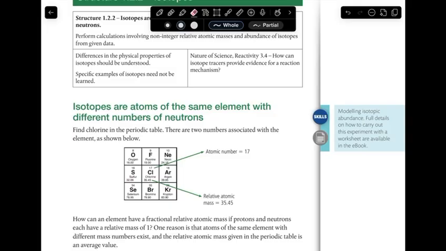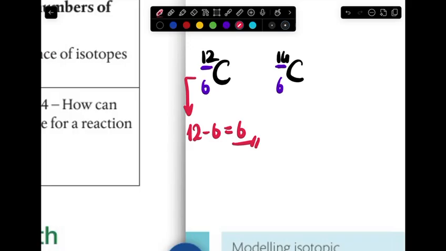So for the first one, you could say that 12 minus 6 equals 6, so it has 6 neutrons. However, in the second one, 14 minus 6 equals 8, so it has 8 neutrons. So both are carbon because they have 6 protons, as I said, but their masses are different because the number of neutrons is different.